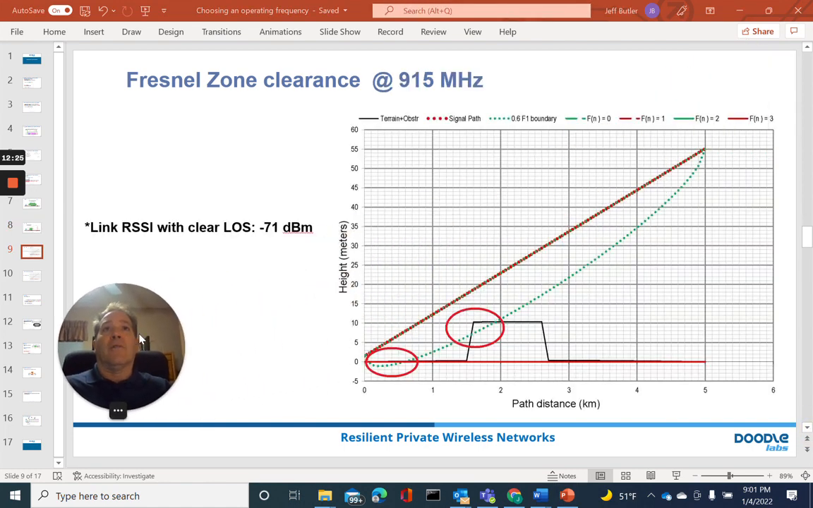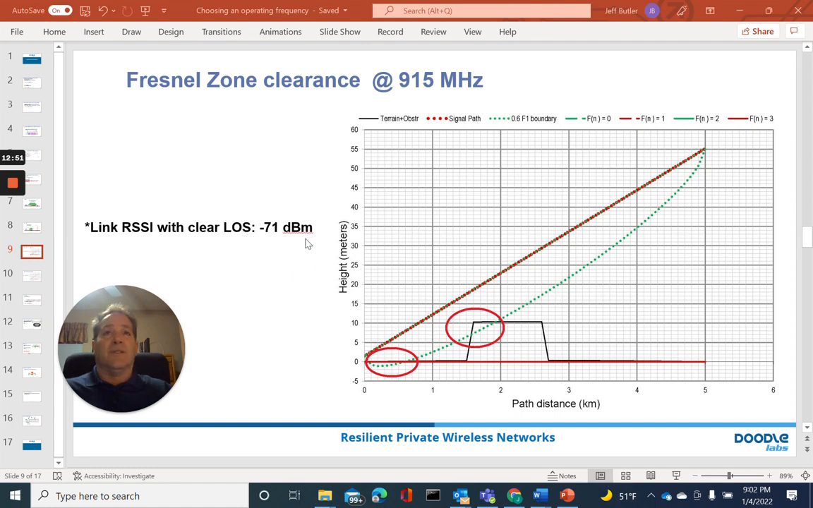So first, we take a look at 915 megahertz. Let's look first at Fresnel zone clearance, what the propagation looks like, and what kind of link receive level, or RSSI, we are going to have at 915 megahertz at 5 kilometers. In this case, with clear RF line of sight, our projected receive level, or RSSI, from transmitter to receiver is minus 71 dBm.